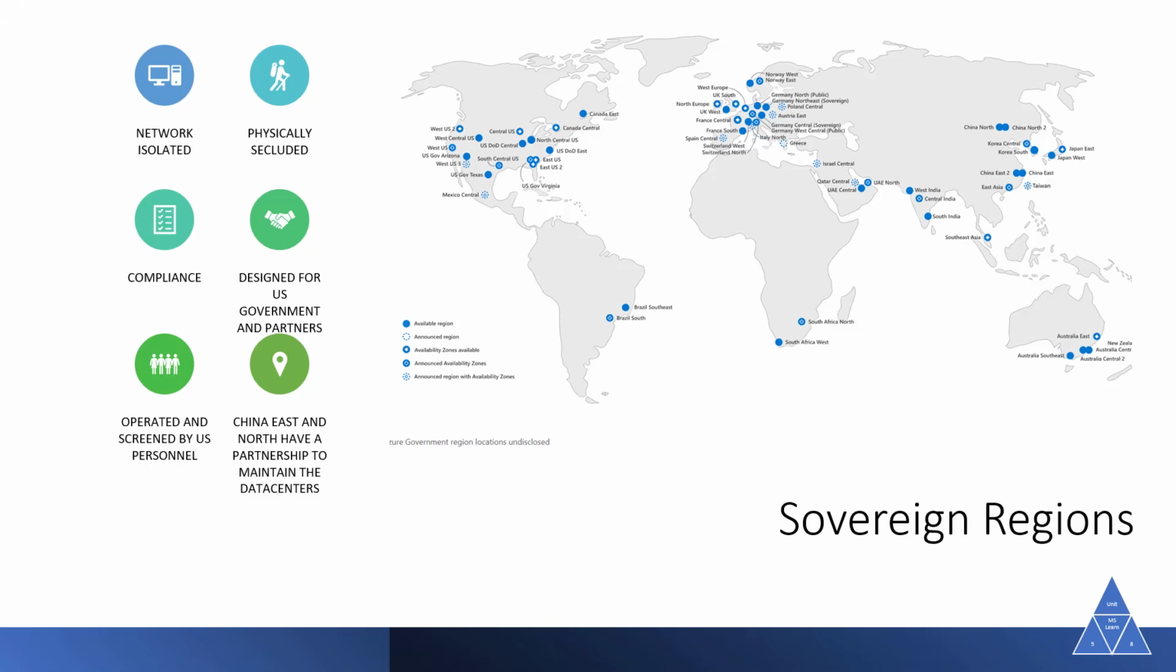These regions are physically and logically network isolated instances of Azure for US government agencies and partners. These data centers are operated and screened by US personnel and include additional compliance certifications. China East, China North, and more. These regions are available through a unique partnership between Microsoft and 21Vianet, where Microsoft doesn't directly maintain the data centers.